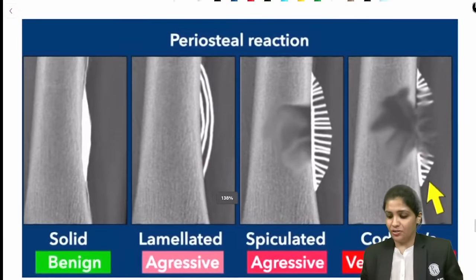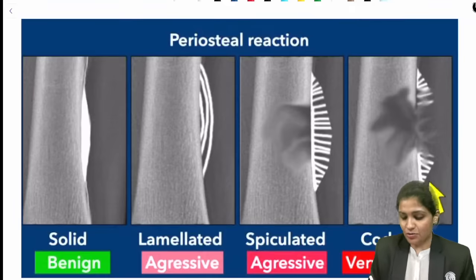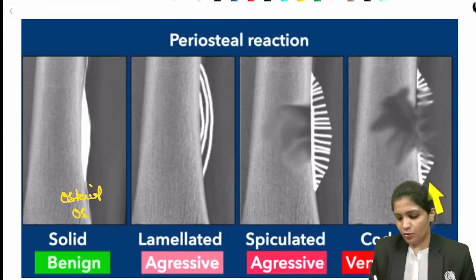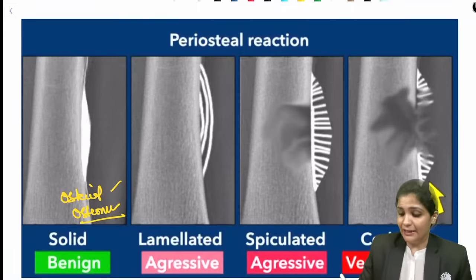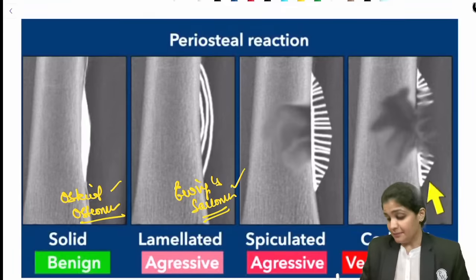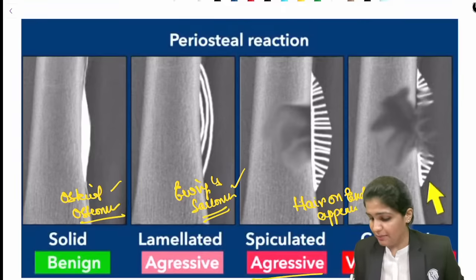So there are a few common periosteal reactions. There could be a solid periosteal reaction, where there is complete formation of the bone. Now you have to answer, it is usually seen in osteoid osteoma, right? It is solid, so it is benign. Usually when the periosteal reaction is solid, it is a benign condition. Lamellated, so it is seen in Ewing's sarcoma, onion peel appearance, that is lamellated periosteal reaction. This is spiculated or hair on end appearance. So it is less aggressive, as already mentioned here.